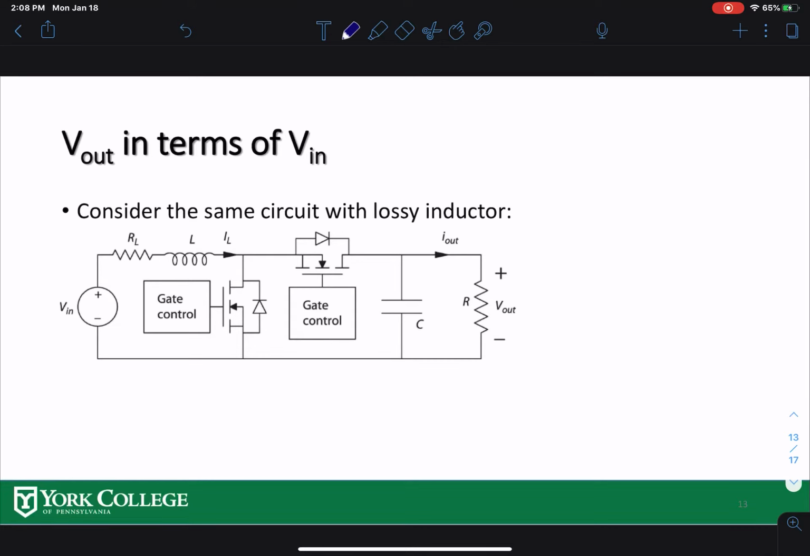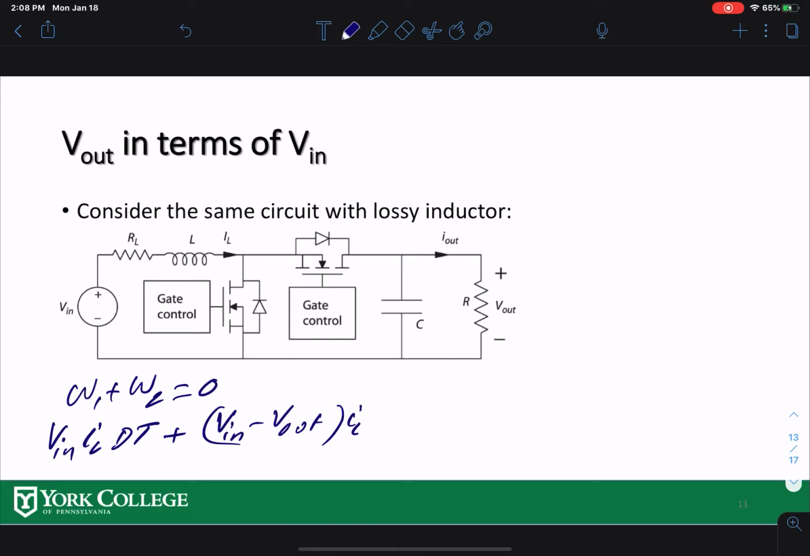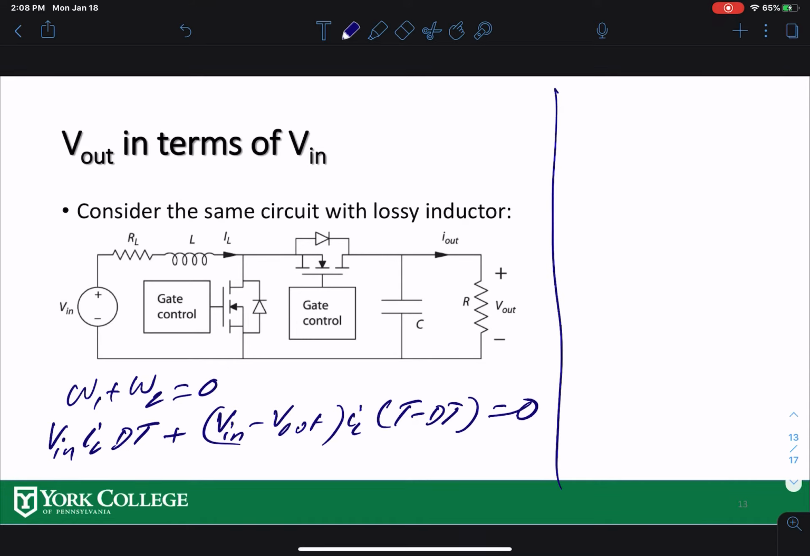Now if I add them together over a period, that should be 0, because an inductor cannot store energy over a period. So we have V in IL DT plus V in minus V out times IL times T minus DT equals 0. There are common factors here: T and IL are common factors, so I can cancel them out. If I finish the algebra, you can try it by yourself, my V out would be V in over 1 minus D.